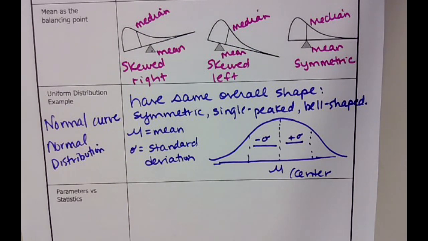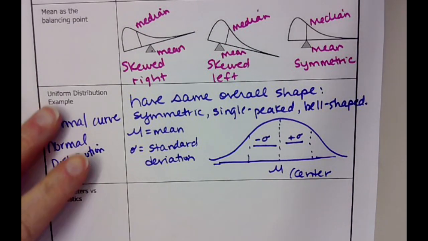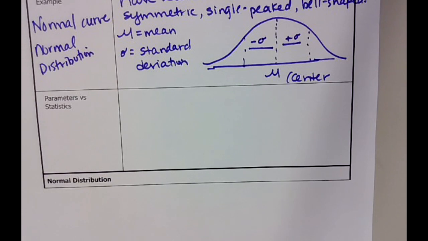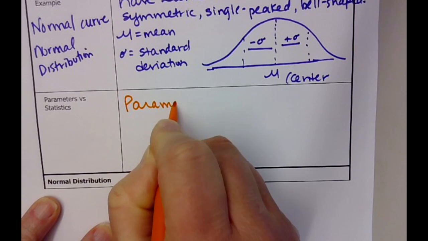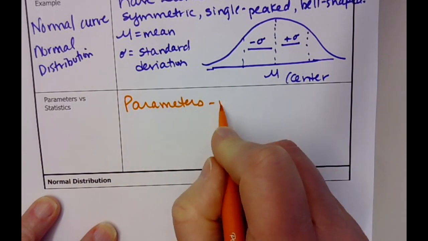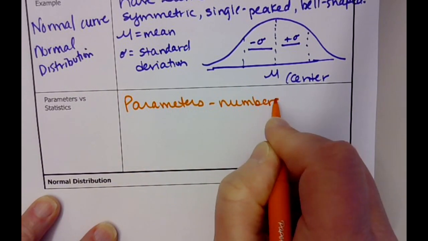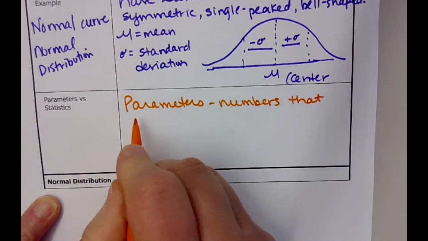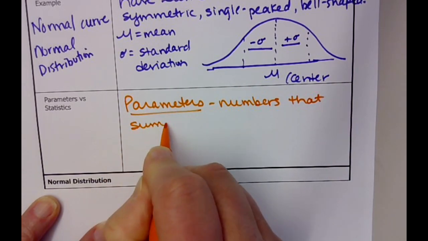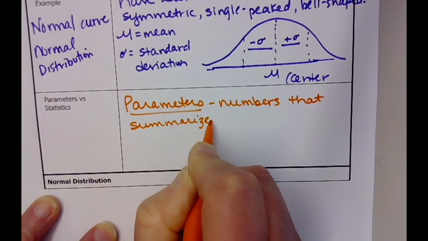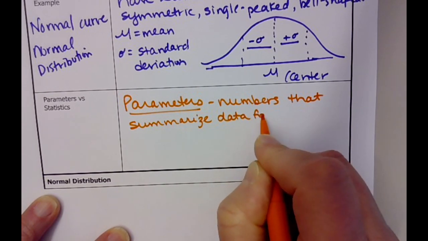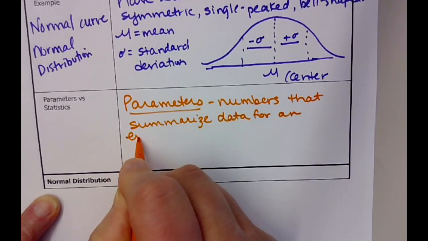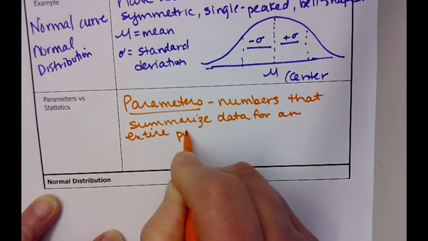The first thing we want to talk about before we go any further is we want to make sure we understand parameters and statistics. Parameters are numbers that summarize data for an entire population. You can remember parameter, population, P and P.